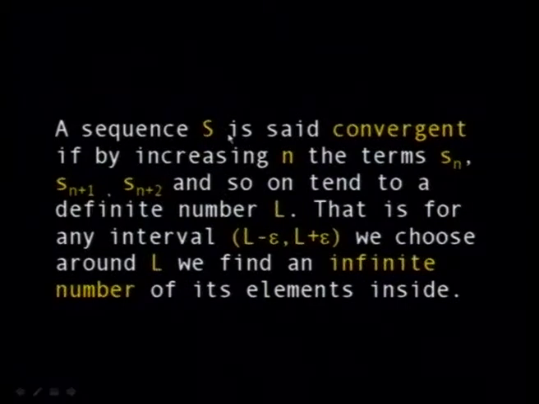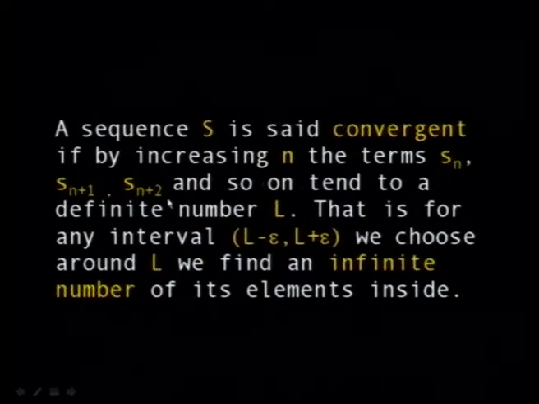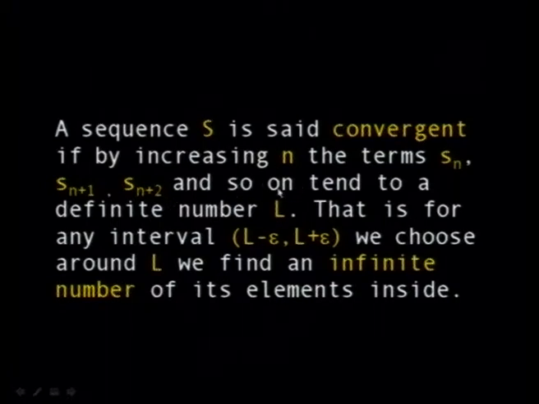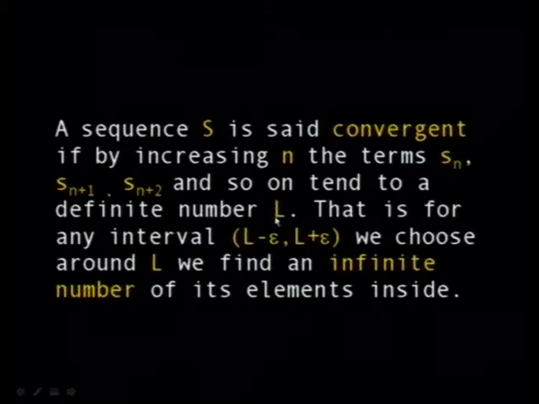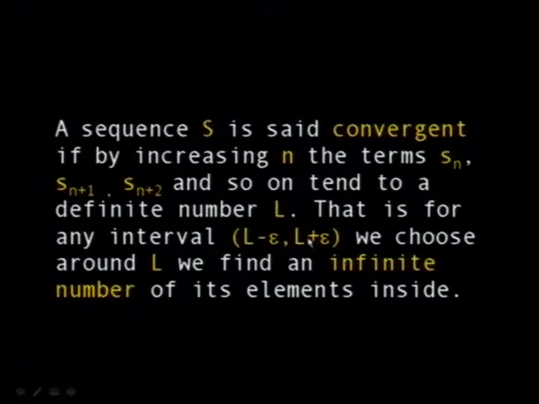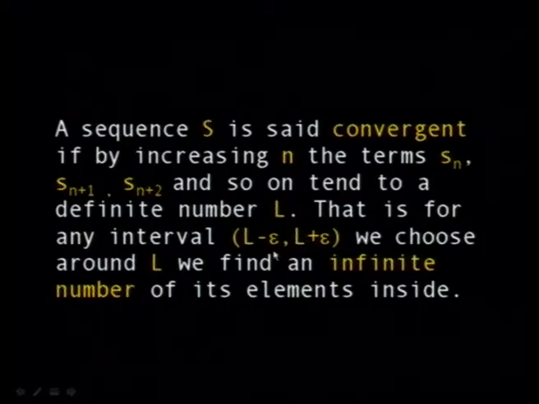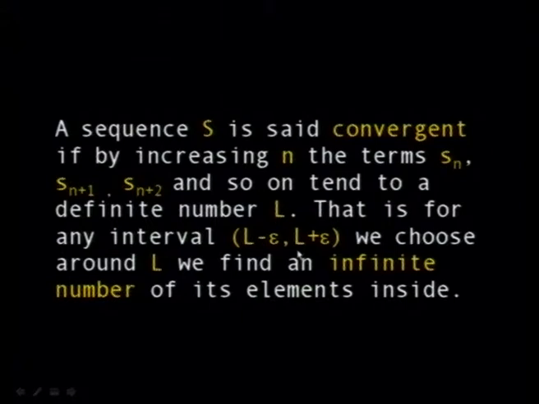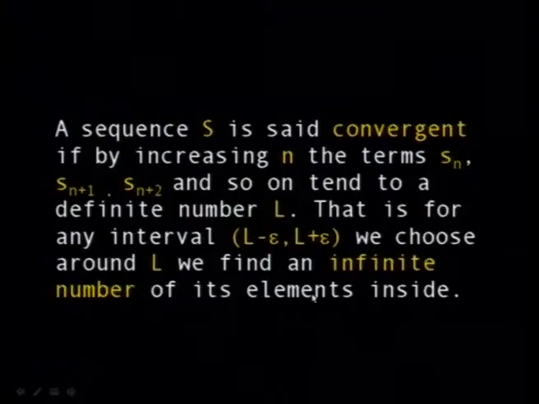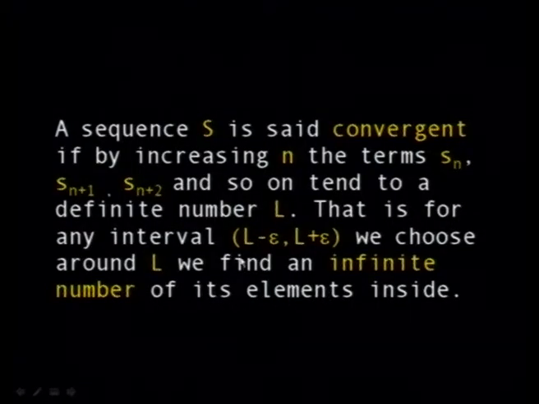Now, this is the definition of a convergent sequence. A sequence is convergent if, by increasing n, the terms Sn, Sn plus 1, Sn plus 2, all the elements after n and so on, tend to a definite number L. That is, for any interval L minus epsilon, L plus epsilon, as we saw before with 2 minus epsilon, 2 plus epsilon, chosen around L, even if epsilon is small, you may exclude some elements of S, but you always find an infinite number of its elements inside. If we can do so, then this is the limit of the sequence.